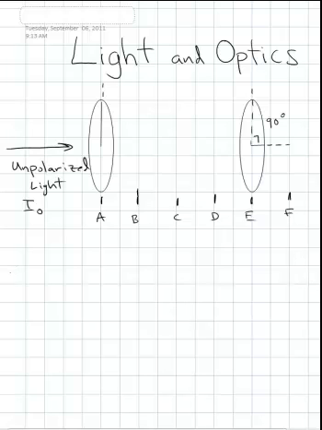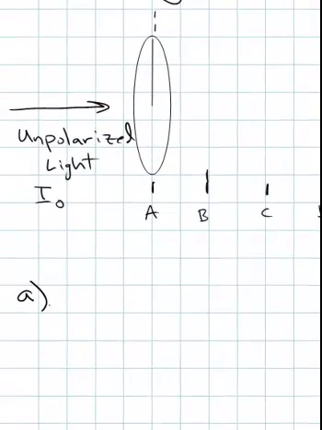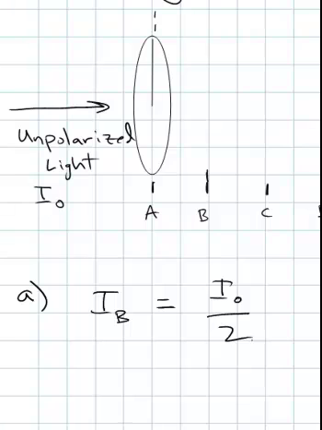Part A, we're looking at what is the intensity between the two filters, let's say at point B. The intensity of the light at point B. Well, we have unpolarized light coming in. We have a polarizing filter, so the light intensity on the other side of that filter is going to be half of what came in. So the light intensity at B is going to be our original I naught over 2.